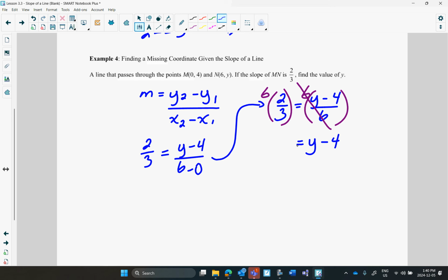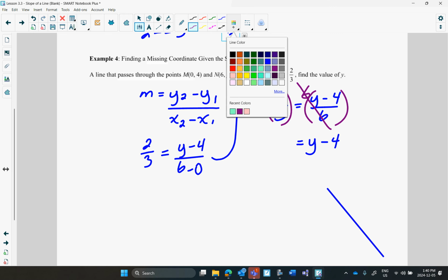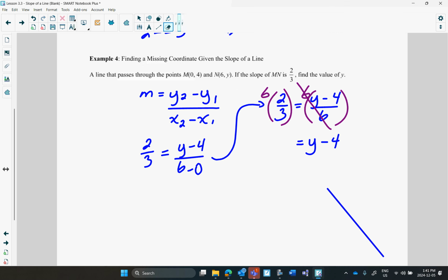What does this side work out to? I've got 6 times 2/3, which is 4. So what's y? How do I get y by itself? Plus one more time. Add 4 to both sides. So therefore y is equal to 8.